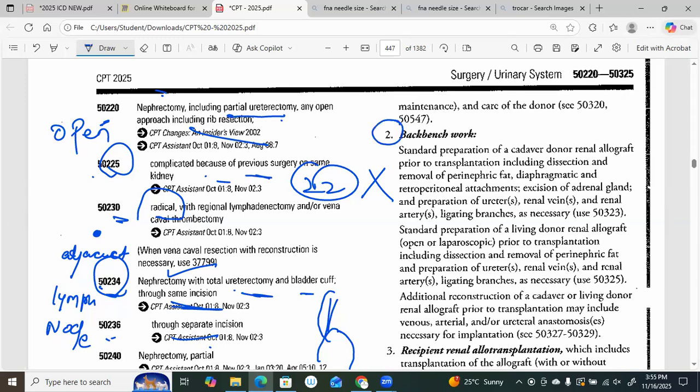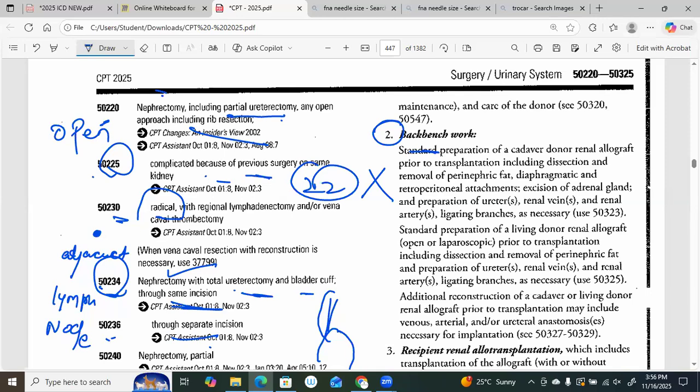Next things we have backbench work. So first we have to harvest the graft, then we have to preserve that graft. The second step is backbench preparation. So backbench preparation includes dissection and removal of perinephric fats. Perinephric fats means if there is any attached fat at the outside of the kidney, then we have to remove that before transplantation.